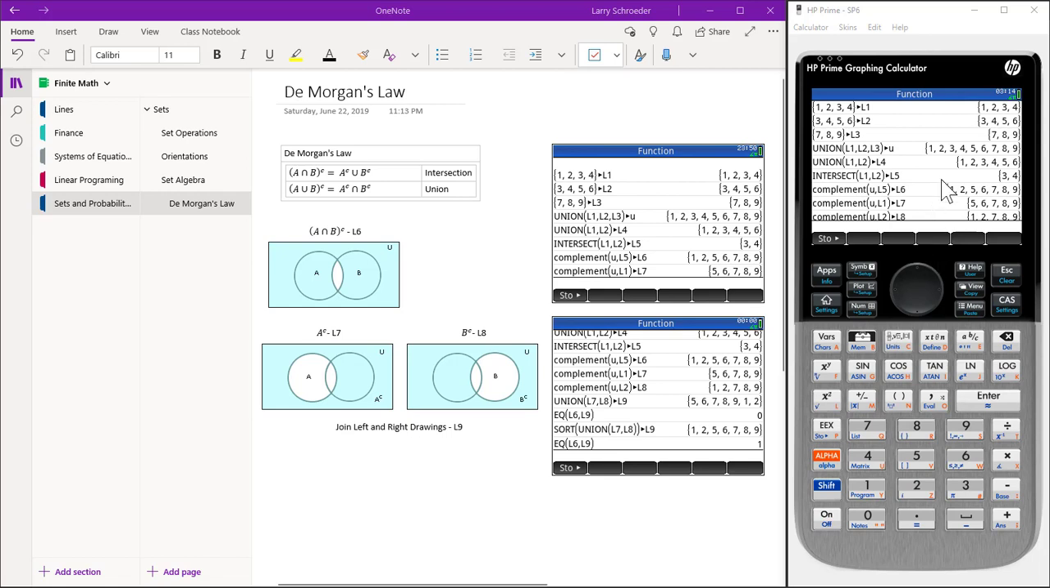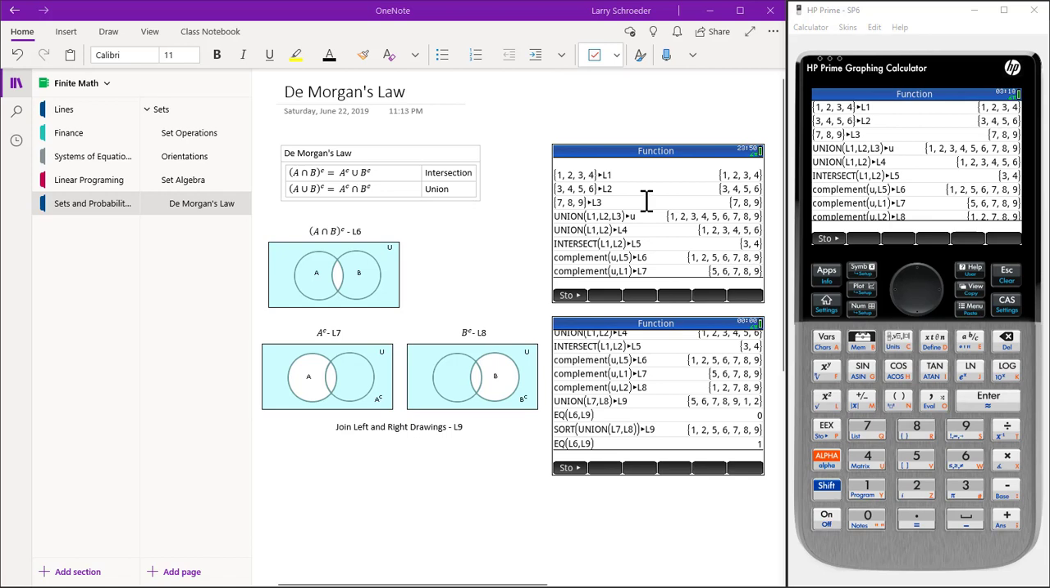We switch our HP Prime calculator over to De Morgan's law. The table over here shows us the first De Morgan's law is that when we take the intersection's complement, it is equal to the union of the complements. The second one says when we take the union's complement, it is equal to the intersection of the complements.